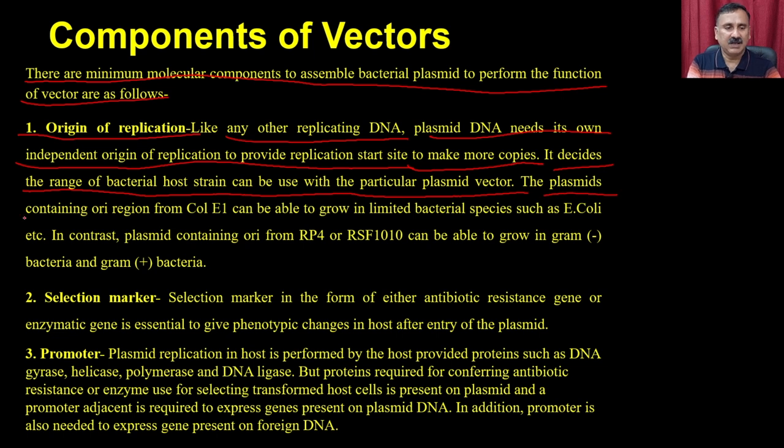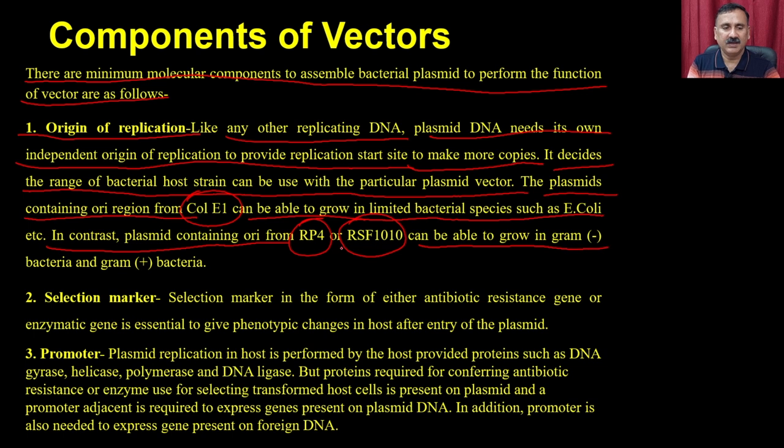It decides the range of bacterial host strains that can be used with a particular plasmid vector. A plasmid containing the region from ColE1 can grow in limited bacterial species such as E. coli. In contrast, a plasmid containing the origin of replication from RP4 or RSF1010 can grow in gram-negative as well as gram-positive bacteria, which means that depending on the origin of replication, you can decide the range of hosts you can use.